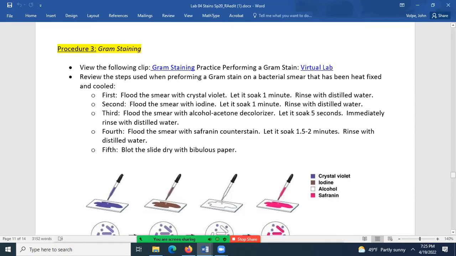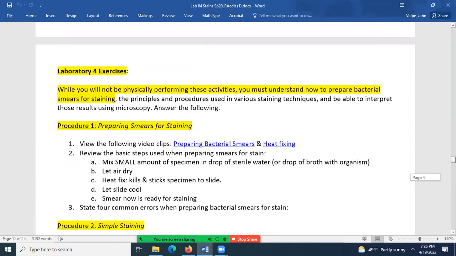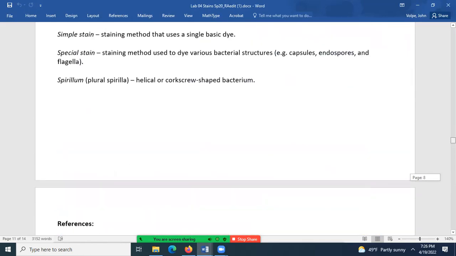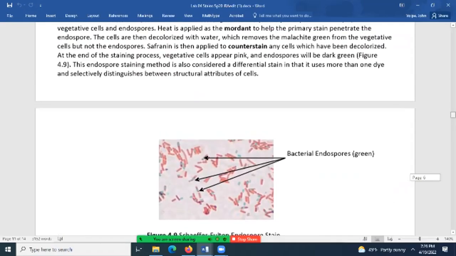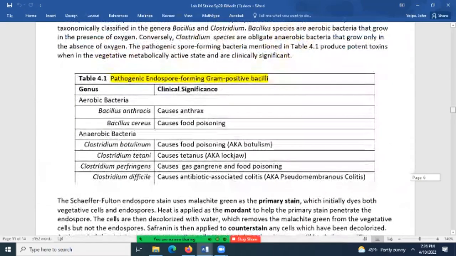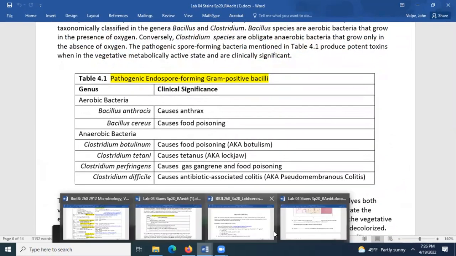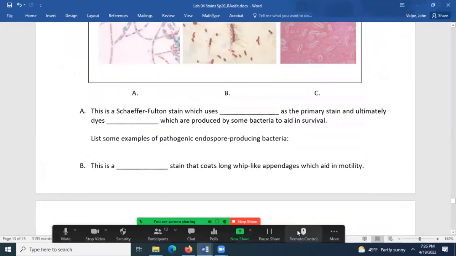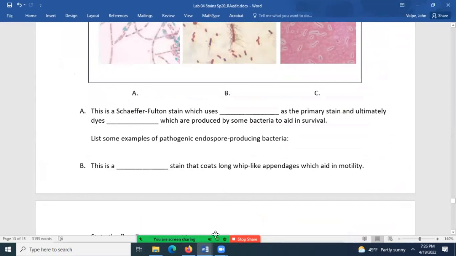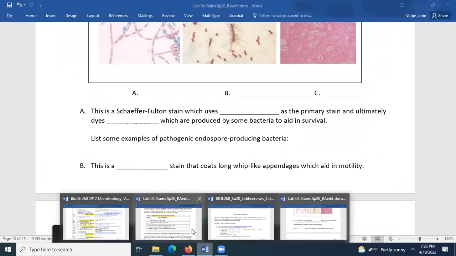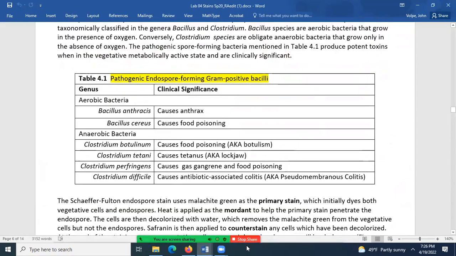Shown above, one of the tables up here. Is that the one I want? Yes, some examples of pathogenic endospore producing bacteria. You can just list some or all of this table, okay?